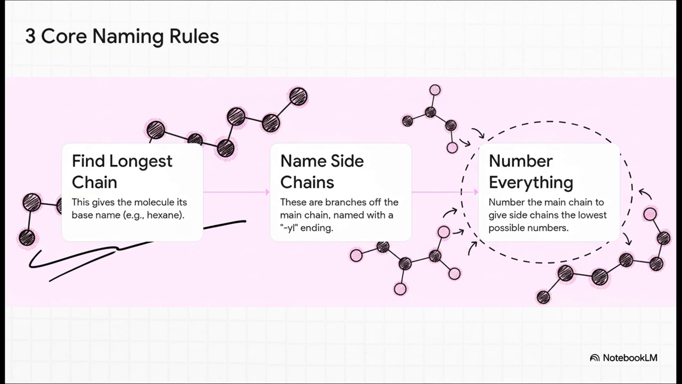So, the whole naming process really just boils down to these 3 core rules. First, you find the longest unbroken chain of carbons you can. That gives you the parent name. Second, you look for any branches hanging off that main chain. A 1-carbon branch is a methyl group, a 2-carbon one is ethyl, and so on. And finally, and this is crucial, you number the carbons in the main chain so that the branches have the lowest possible address numbers. That rule ensures every name is totally unique.